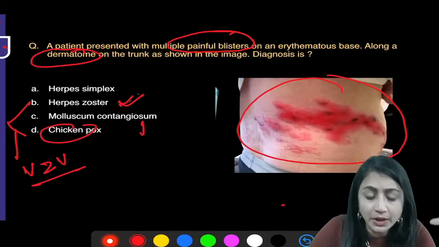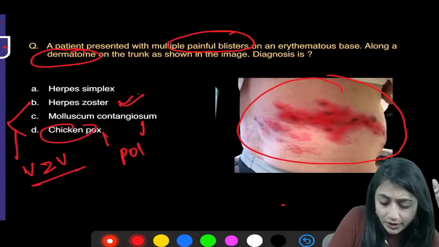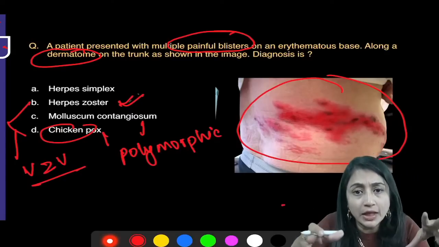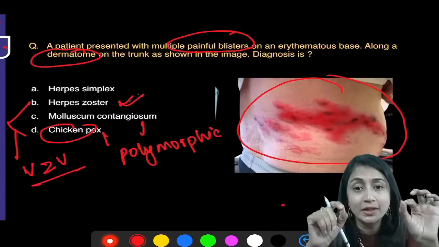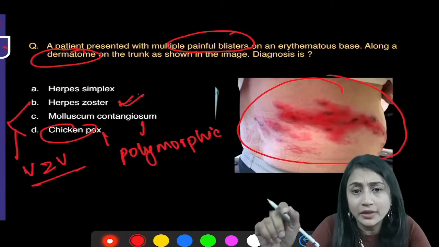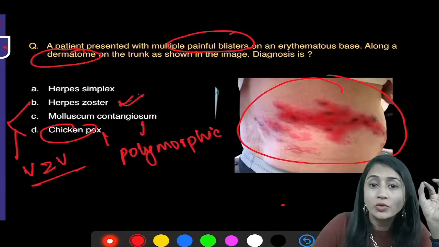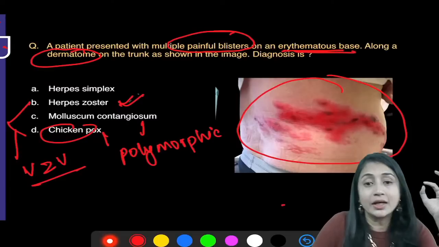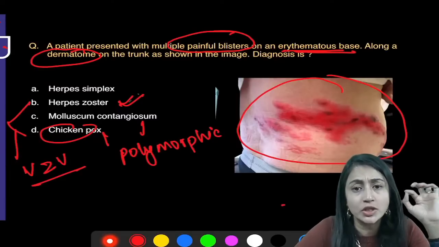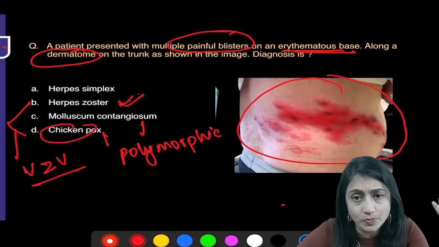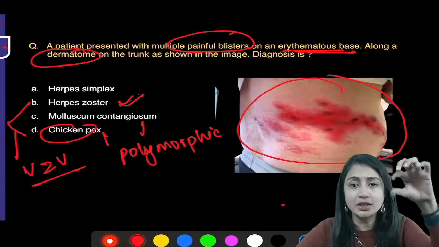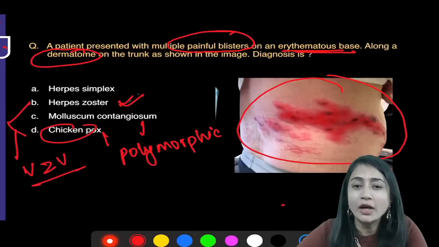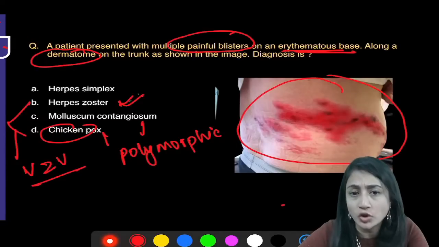Chickenpox would typically be polymorphic, so multiple different types of lesions. There may be papules, there may be pustules, and there may be vesicles. Now, they may be present on an erythematous base. What can confuse you here is the erythematous base, because we know that in chickenpox we have the dewdrop on a rose petal appearance, a vesicle sitting on an erythematous base. But that's different. You do not have painful lesions, and you do not have it on a dermatome.